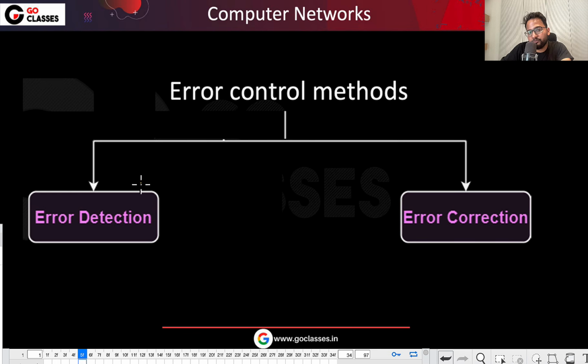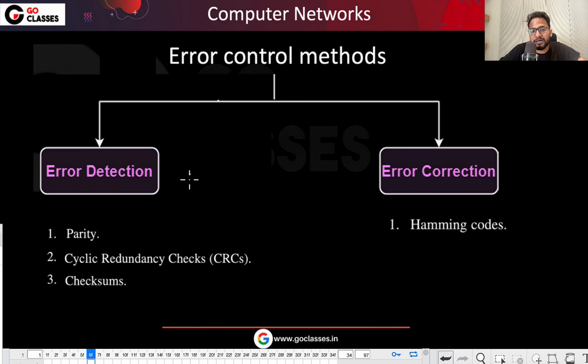Sometimes we can only detect, and sometimes we can correct also, which means we are not only detecting that there is an error, we can even correct it, because we know in which bit the error is. I will tell you how, but sometimes we can even correct the error. That's why error detection and error correction are both there.